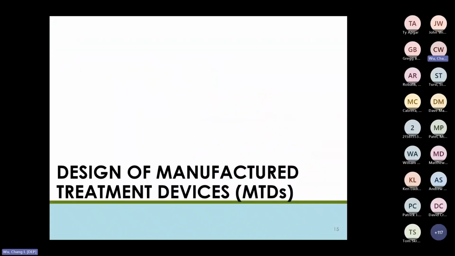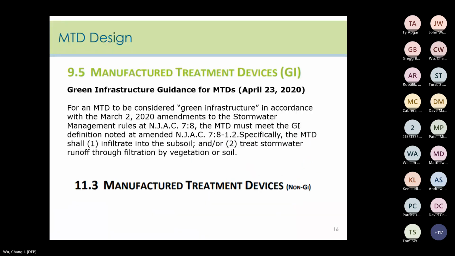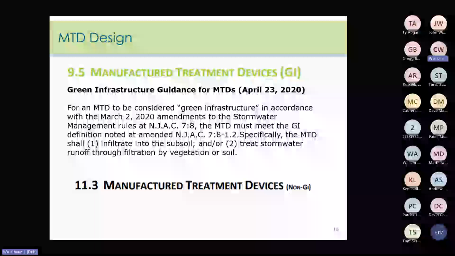So next topic is the MTD. Under the stormwater management rules effective on March 2nd, 2021, there are two major categories of the MTDs. One is GI MTD, one is non-GI MTDs. A GI MTD should infiltrate runoff into the subsoil and or treat the stormwater runoff through filtration by vegetation or soil. An MTD that uses a biofiltration media and can be configured as above ground and incorporate the tree box, planter box, or shrubs will meet the GI definition.